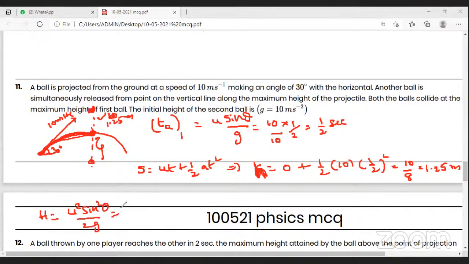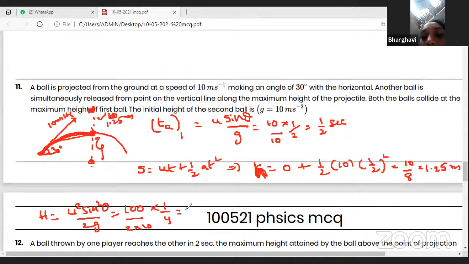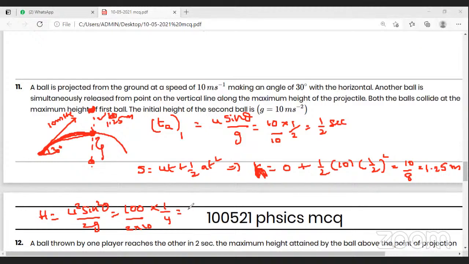Then you calculate it. U square is 100. Sin square theta: sin theta is half, no? Sin square theta is 1 by 4, by 2g, that means 2 into 10. 20 into 4 is 80. That means again it is 10 by 8, no? 5 by 4 only. This is also 1.25 meters. So this is also 1.25 meters. Totally how much is the distance? 1.25 plus 1.25, 2.5 meters. And totally the height is 2.5 meters.